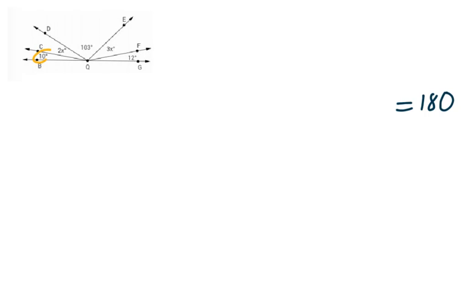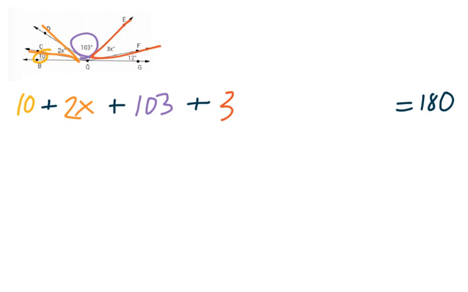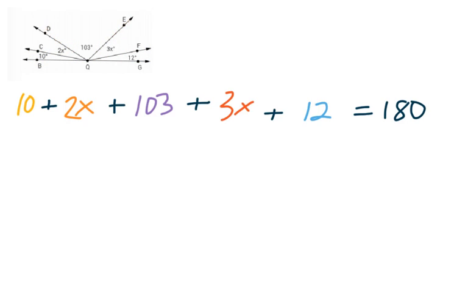My work is figuring out what all the pieces are. For example, I start with a 10, plus angle CQD, which is 2x, plus angle 103, which measures 103 degrees, plus angle EQF, which is 3x, plus 12, which is this last piece of the 180. So I have accounted for each part of this picture, and I've set it equal to 180.